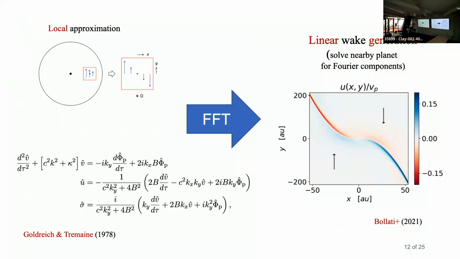So we take a Cartesian box centered on the planet, and we use this local approximation that a couple other people have shown in their talk. It's like the shearing sheet. And we solve for each separate Fourier mode of the perturbation. The equations are terrible. And then you do a Fourier transform back to real space. And so you see that this is where the planet would be, and then this is the wake that's excited. So this is the radial velocity component.